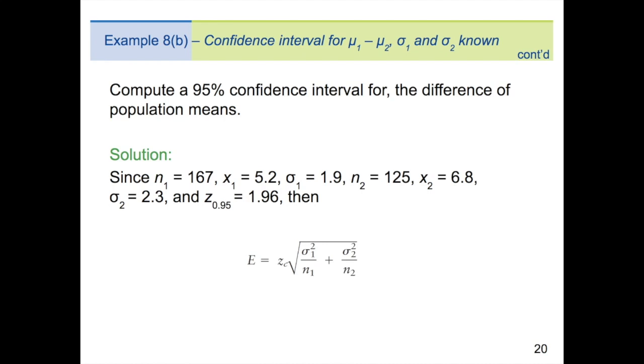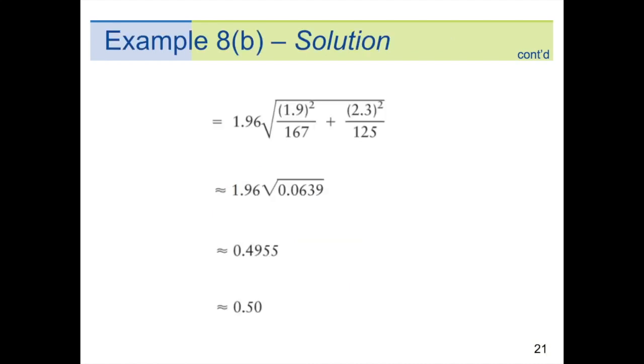So we have our data we stated before, and by the way, that should be x bar sub 1 and x bar sub 2, and we know that the critical value for 95% is 1.96. We can plug in the equation I gave earlier for E. So we plug those values in, and after we do the calculations, we get 0.5.